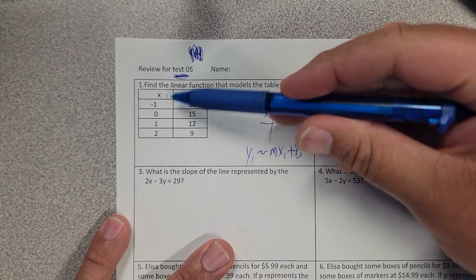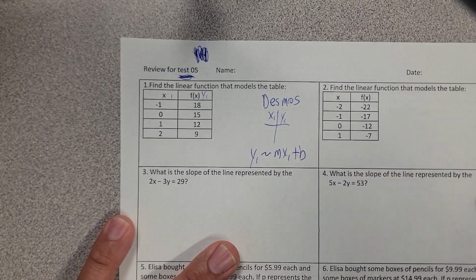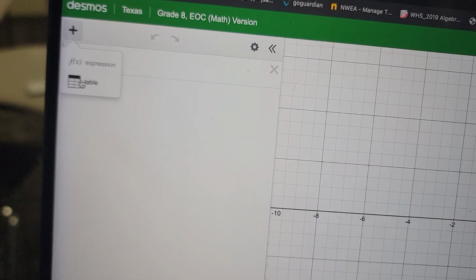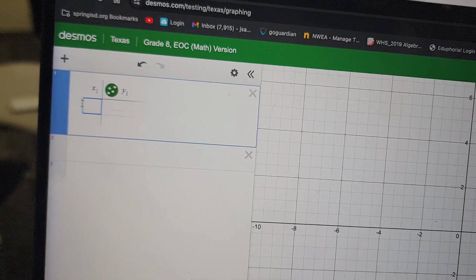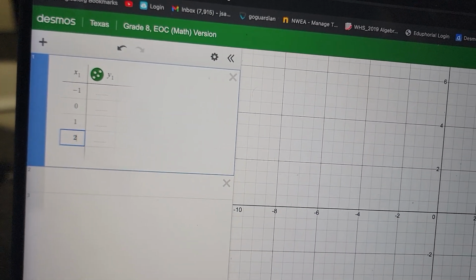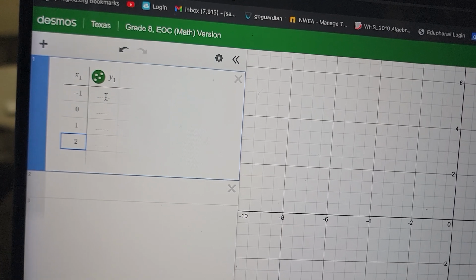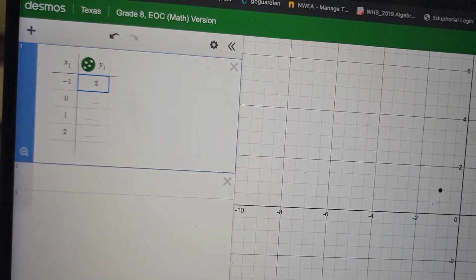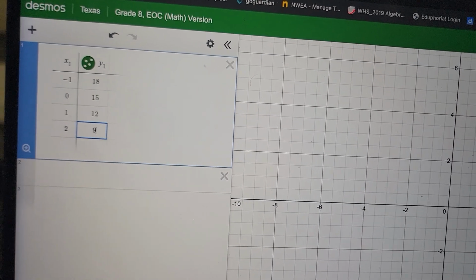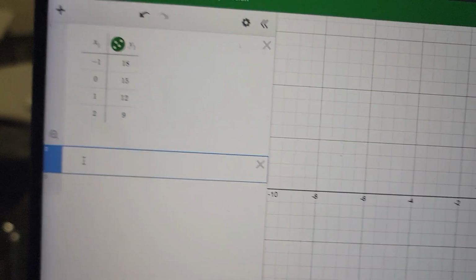So we're going to type in all of these numbers for the x, all for the y. Let me show you. So you go to plus, just in case you forgot, go to table, let's type in our numbers. -1, 0, 1, 2. Then you go to the y side, then you have 18, 15, 12, and 9. Then you scroll down here.